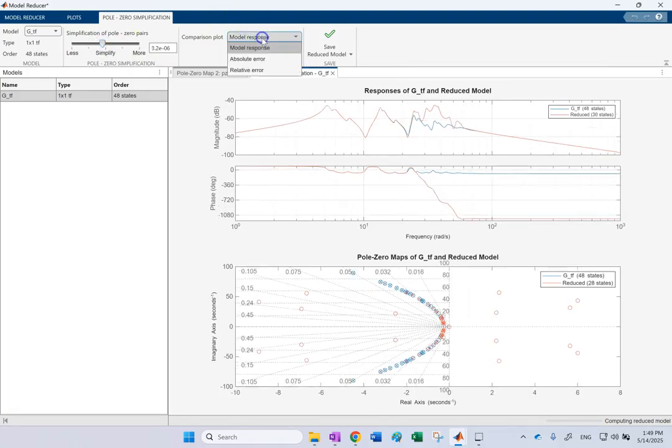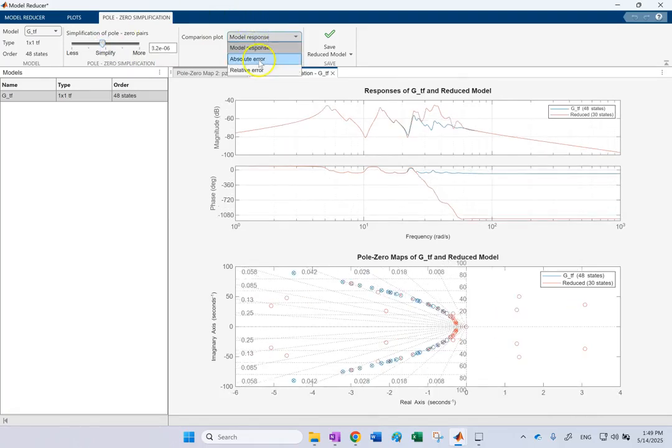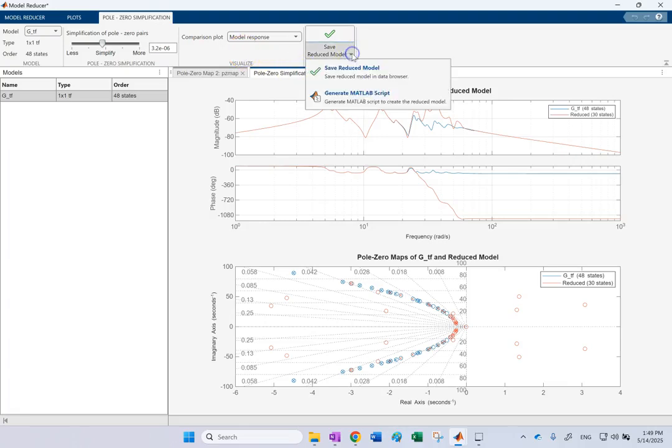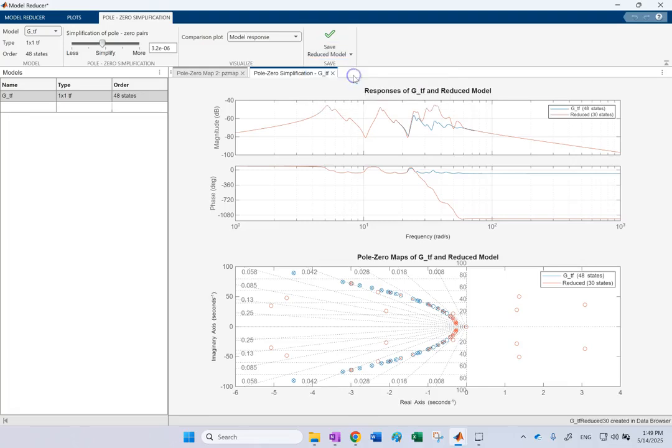And the comparison plot here is model response. You can look at the absolute error between them or relative error. And once you feel like, hey, this is what I want, correct? Then you can go and say, save the reduced model. Now it is going to save it to the data browser, not to the workspace. We'll see. So when I say save, it is going to export it here, not to the workspace, but I'll show you how to export it to the workspace. So this is something like this.